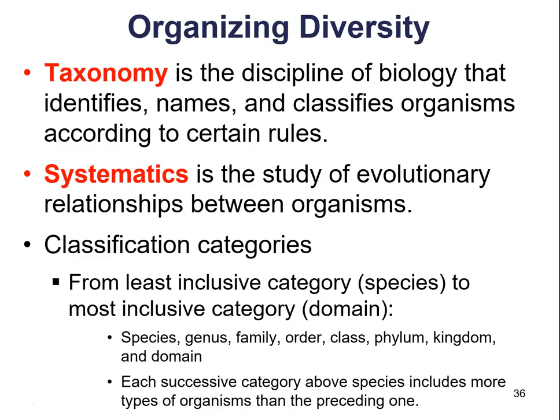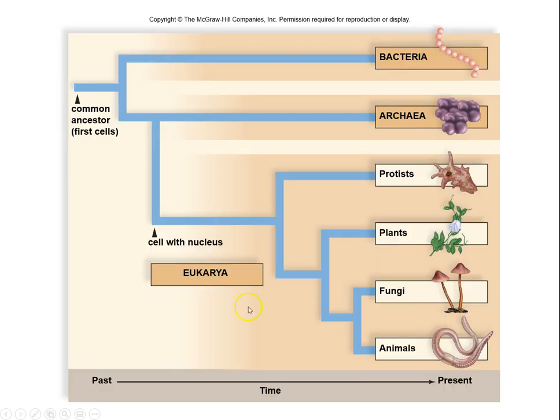So if we talk about those classification categories that are used, here they are. What this is showing you is from least inclusive to most inclusive, meaning from the smallest grouping, a single species, to the largest. Several species are members of a genus, then several genera are members of a family, then order, class, phylum, kingdom, and domain. What I just showed you in that last slide are the three main domains.